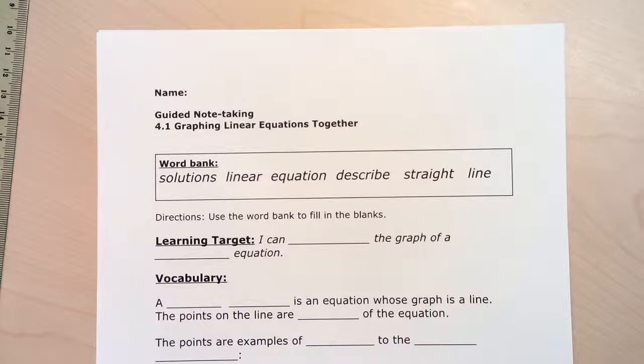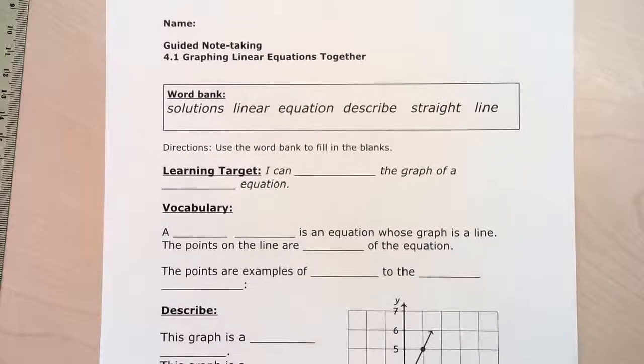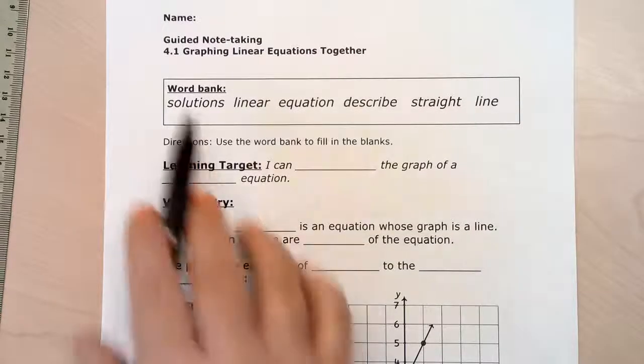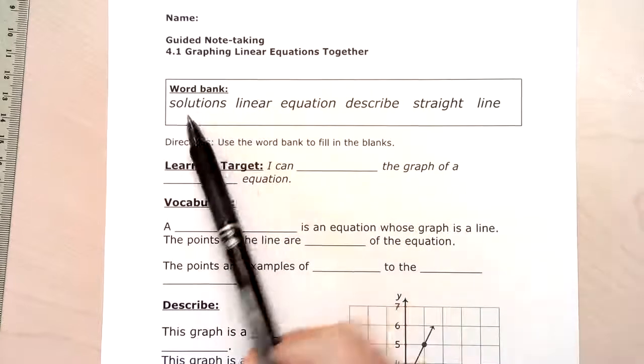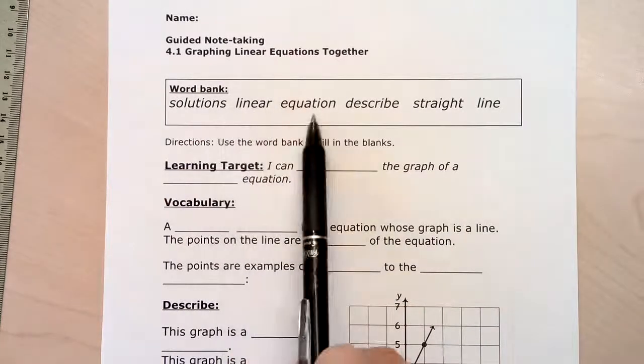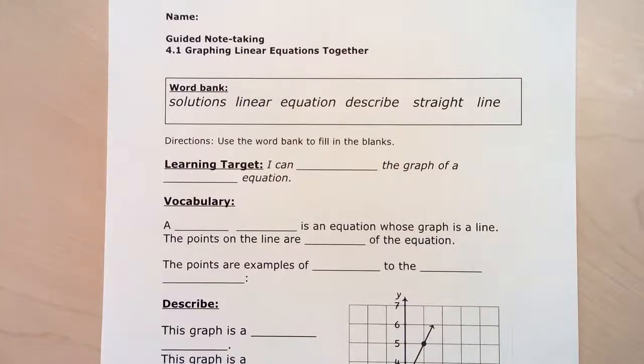All right, we're starting 4.1, graphing linear equations. Here's a guided note sheet for you. We do have a word bank here that we're going to use to fill in blanks. Our words are solutions, linear, equation, describe, straight, and line. Our directions are to use the word bank to fill in the blanks.